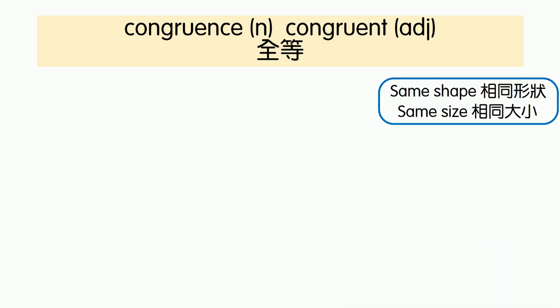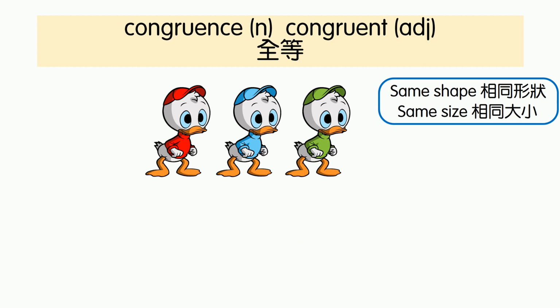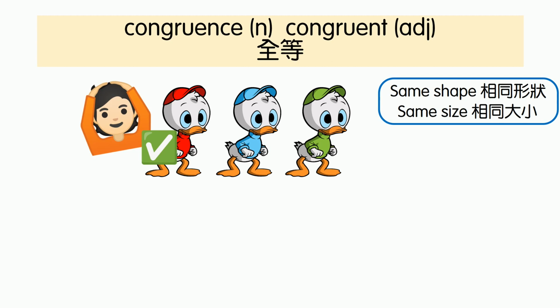Let us get some common shapes to use as an example. You can see that these three ducks, even though they have different colors, have the same shape and the same size. It's as if we just copy and paste it using a computer. Therefore, in mathematics, we call these three to be congruent.